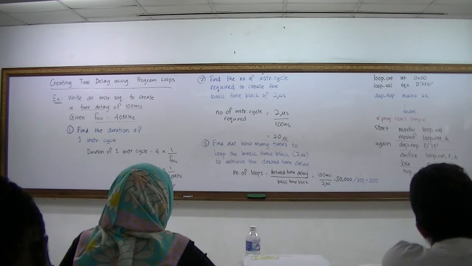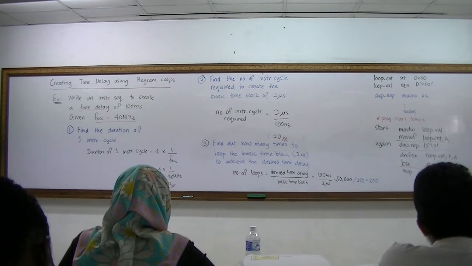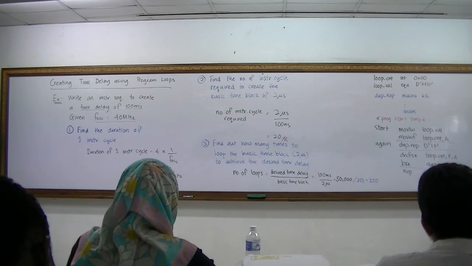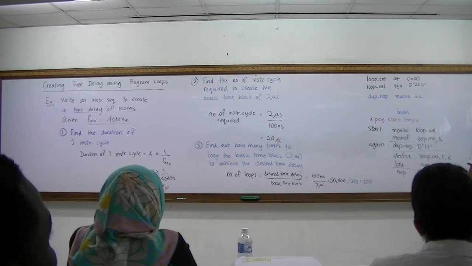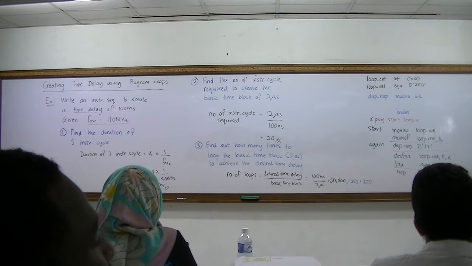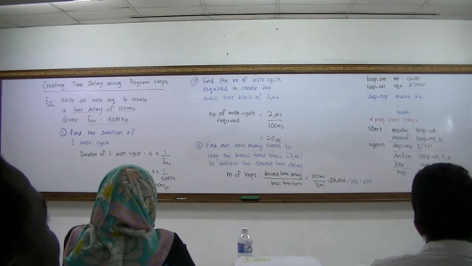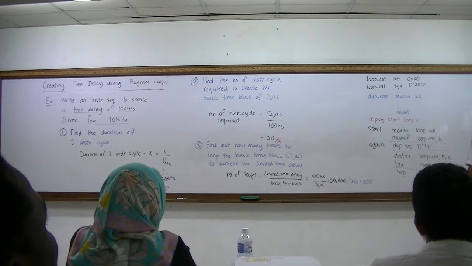So let's see. So loop count 1. Then you need to have the second loop counter 2. I'm assigning to another address. And then I need to have the first loop value.